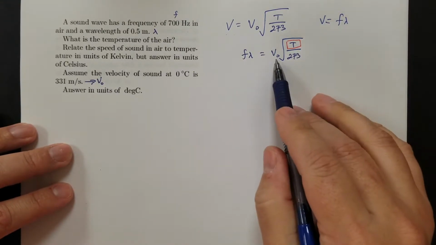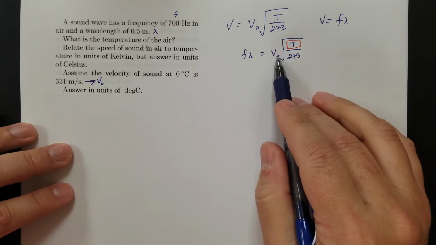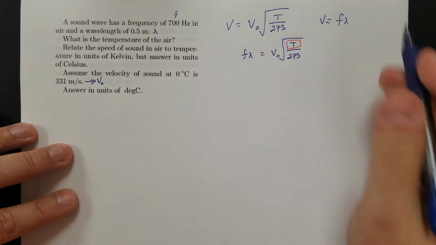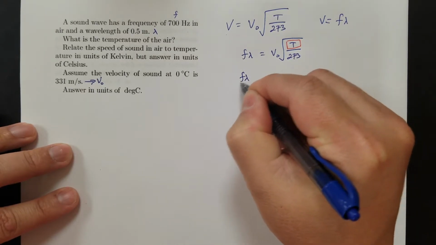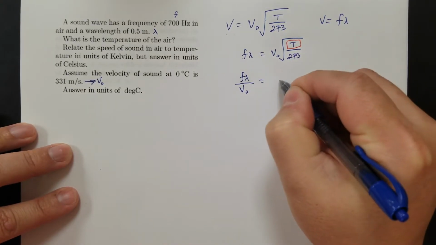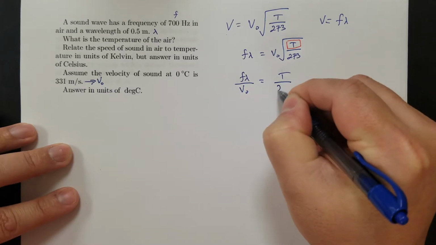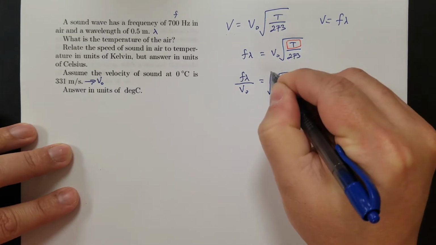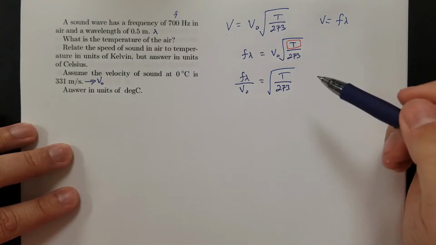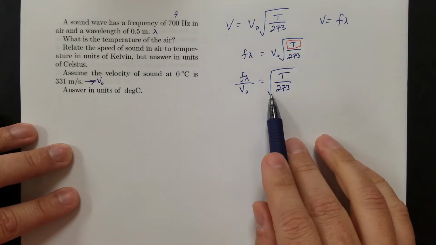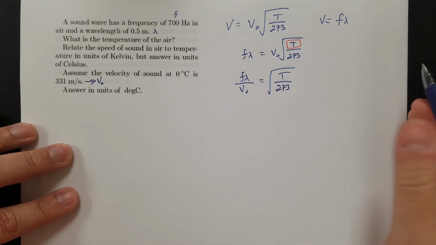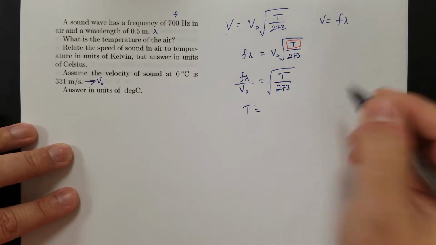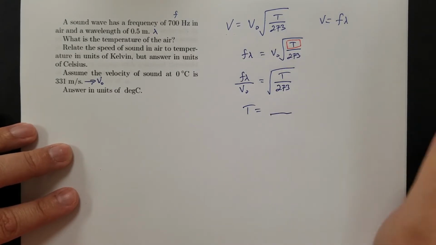So I'll tell you this. The first thing I would do is divide over V naught, right? I'm not going to do the whole thing for you because you got to do some math. So I would say frequency times wavelength divided by V naught equals square root of temperature over 273, right? And so from here, you're going to have to get rid of the square root and then move over the 273, and that'll leave you with T, right?